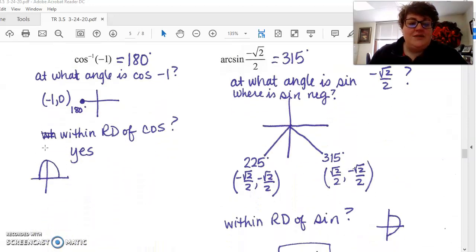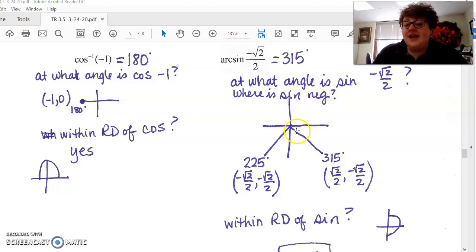Okay, and then I worked through some of these again. I tried to write out the questions for you. At what angle is the cosine -1? And then there's only one place that happens, and it falls within the restricted domain. At what angle is sine negative root 2 over 2?